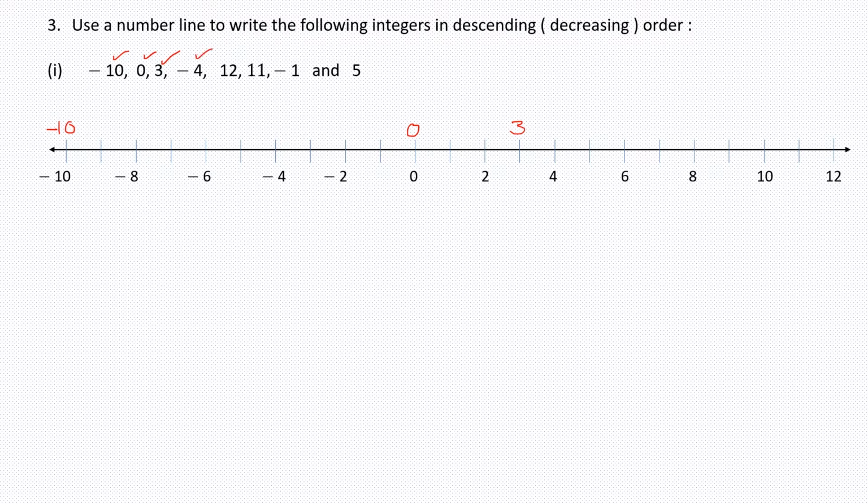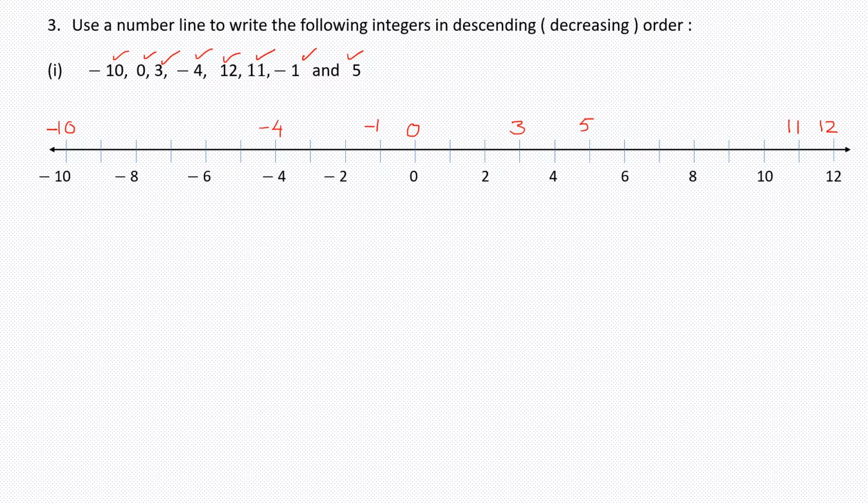Minus 4. Minus 4 is here. 12 is a positive number on the right hand side, right at the end. 11 is a positive number between 10 and 12. Minus 1, negative number between 0 and minus 2, minus 1. 5 is a positive number. So minus 1 we did, and this will be between 4 and 6. So I have all my numbers.